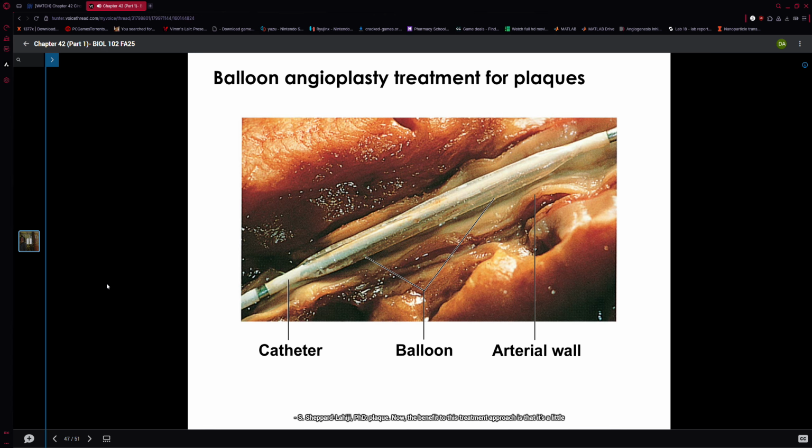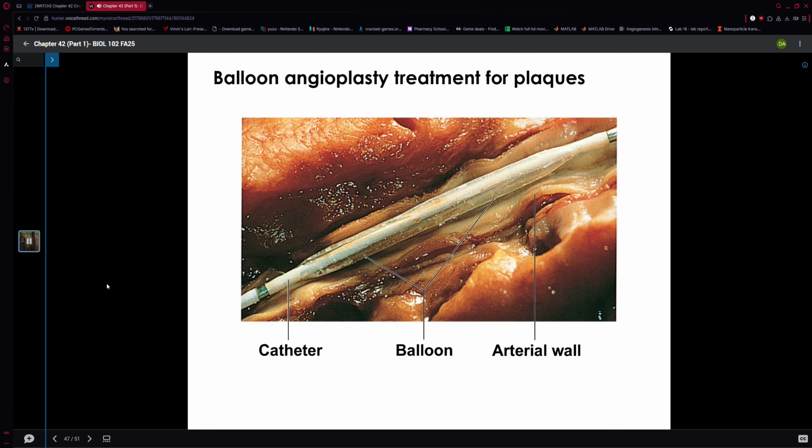Now, the benefit to this treatment approach is that it's a little bit less risky than other surgical approaches. It's a little less expensive, and that can be a good thing. But when it comes to angioplasty, there is often restenosis, and this means that the atheromas, these plaques, can grow back in that site and re-obstruct the artery after a certain period of time elapses. So this is one technique that can help to resolve a plaque, but the downfall is that those plaques, those atheromas, can grow back.